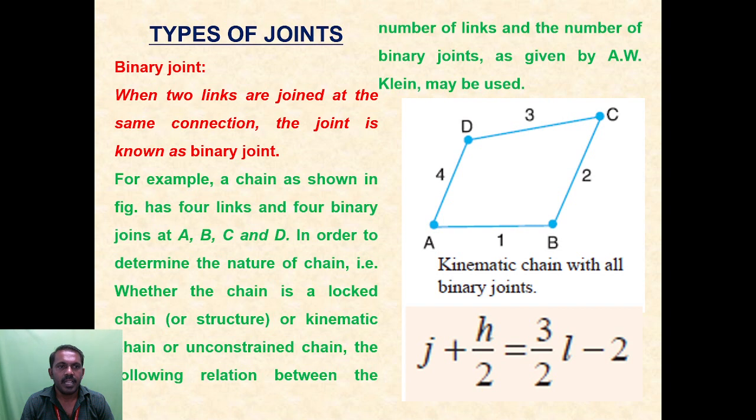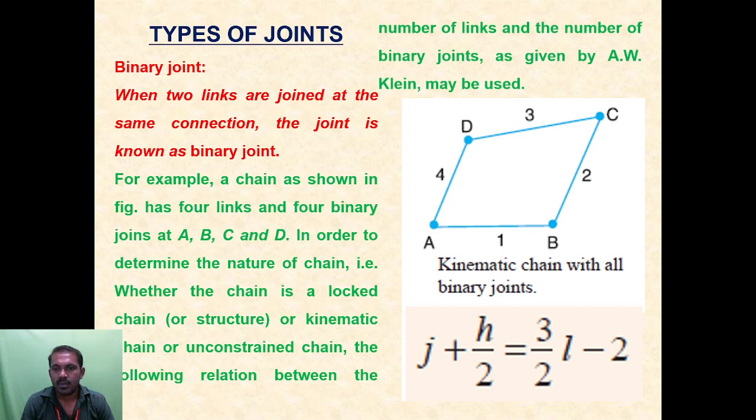First we explain the binary joint. Binary joint is one of the important keynotes. For example, link AB is one link, BC is another link, CD and AD. So there are four links. When two links are connected at the same connection, this joint is known as a binary joint. The formula is expressed as J + H/2 = (3/2)L - 2.